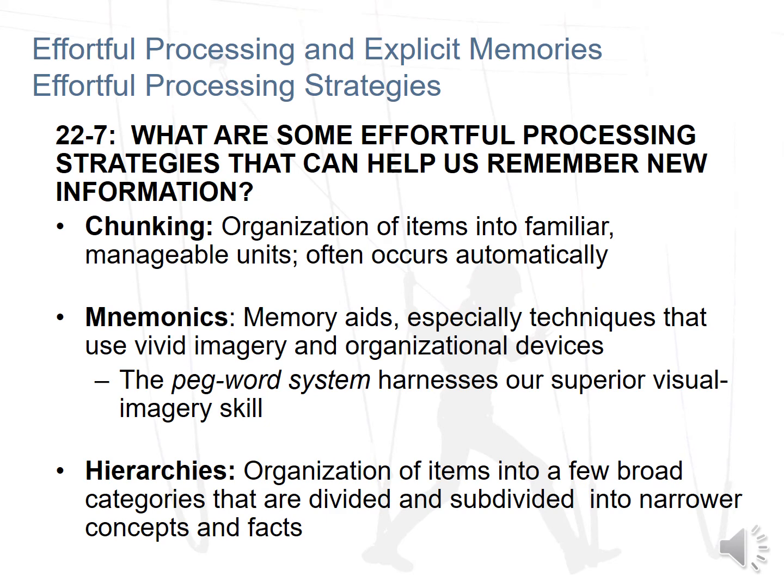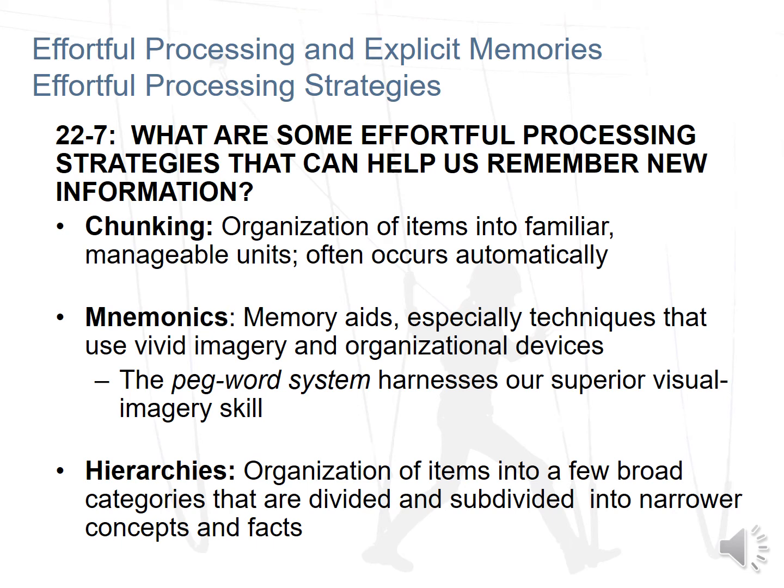What are some effortful processing strategies that can help us remember new information? Chunking is organizing items into familiar manageable units. This often occurs automatically. Mnemonics are memory aids, especially techniques that use vivid imagery or organizational devices. The peg word system harnesses our superior visual imagery skill. An example of a mnemonic device might be to use the word FACE, F-A-C-E, which would help you to remember notes on a musical staff.